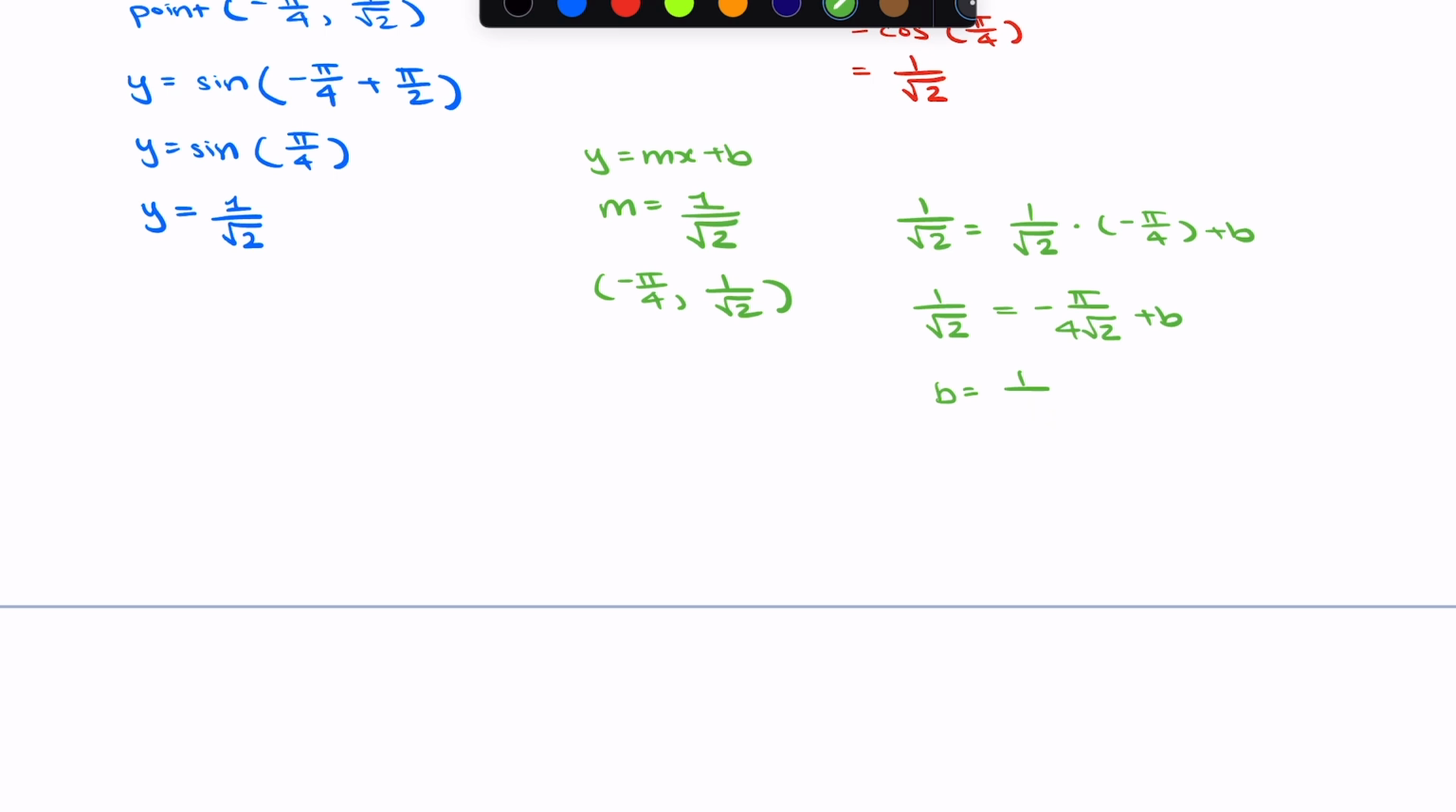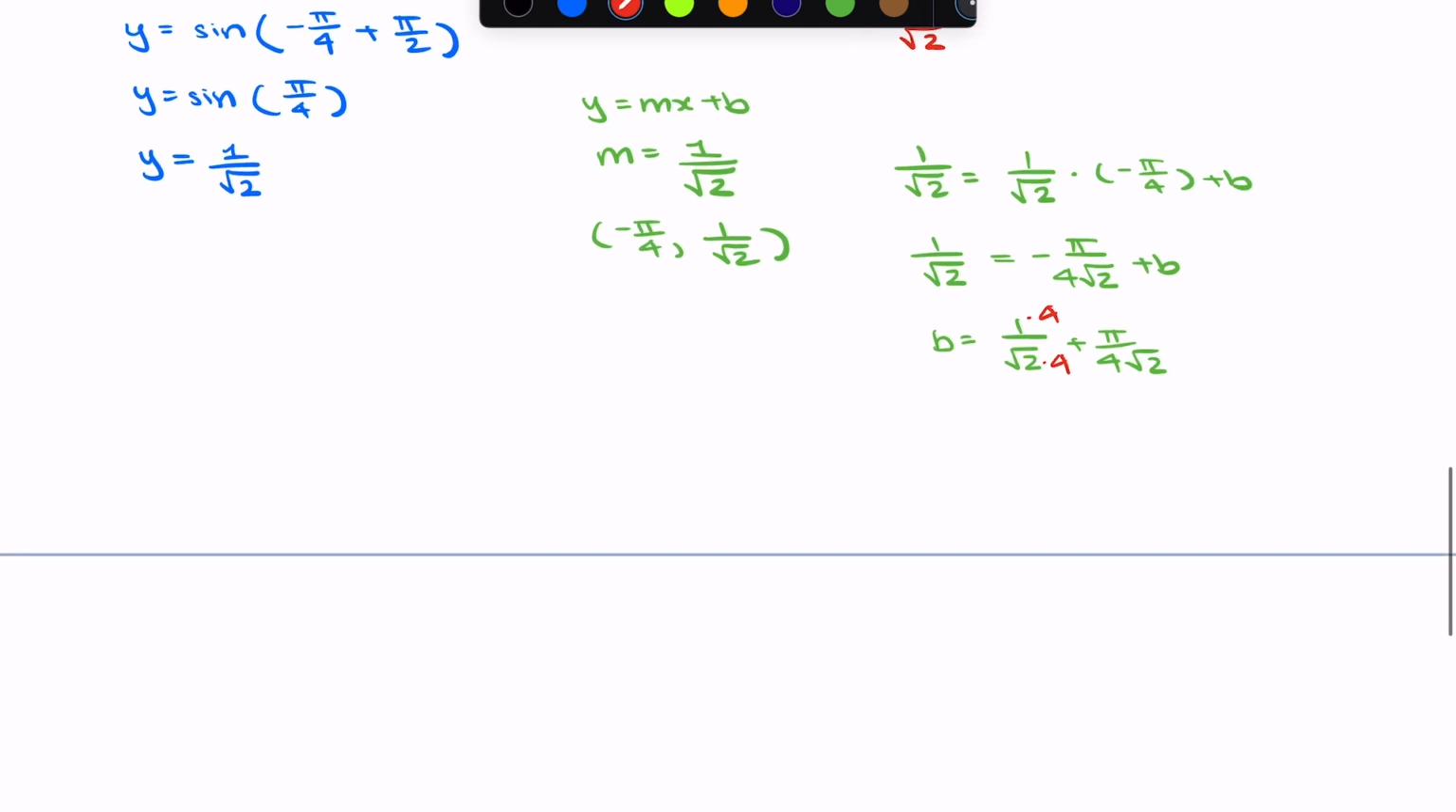Here we see that b is equal to 1 over square root 2 plus pi over 4 square root 2. Here we're going to get the common denominator of 4 square root 2, so we'll multiply 1 over square root 2 by 4. So our b value here is equal to pi plus 4 over 4 square root 2. So our equation, therefore, is y is equal to 1 over square root 2 x plus pi plus 4 over 4 square root 2.